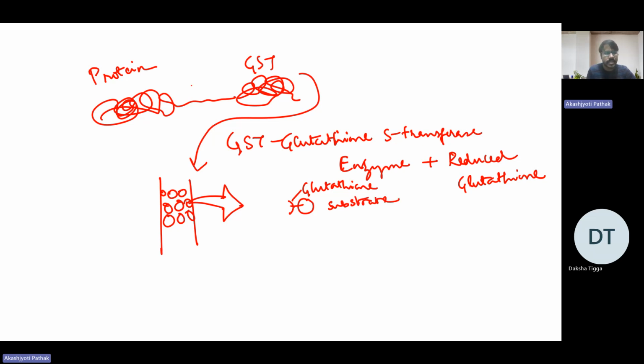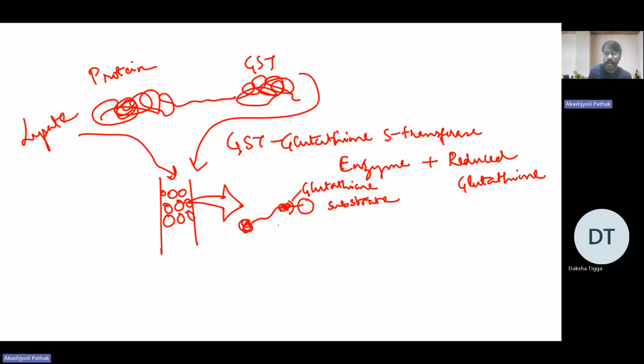So once you add the lysate, basically you lyse the cell. You have a bacterial lysate, and you pour this bacterial lysate into this column. What will happen? Your recombinant protein has a GST tag, so it will go and bind to your glutathione immobilized beads. Your GST tagged protein will bind to your glutathione beads and all the other proteins will get washed off.